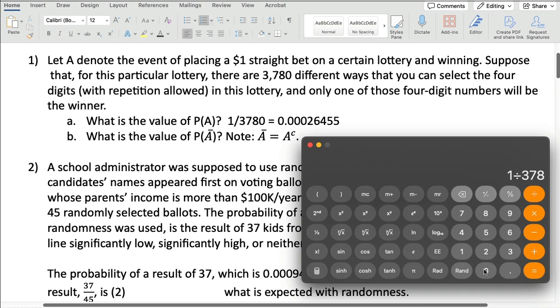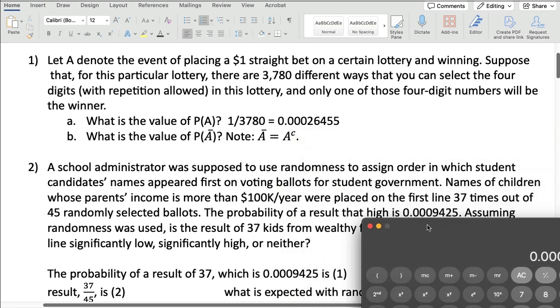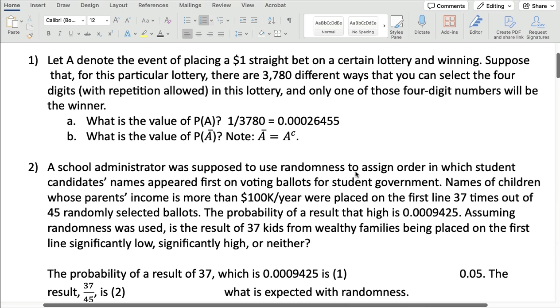I'm not going to show you this every single time, but probabilities are generally just dividing two numbers. And so that's equal to 0.0002645. I'm not rounding it at all, unless it tells me to. So that's the probability of winning, and you can see that that's a very small number. The more zeros you have after the decimal point, the closer to actual zero this value is.